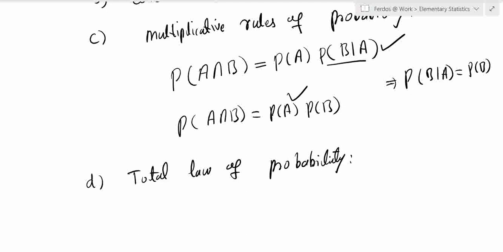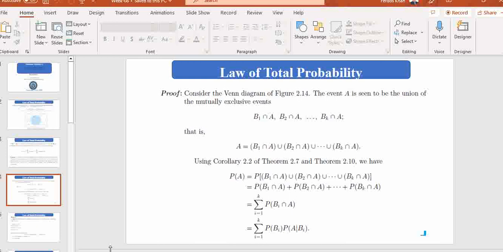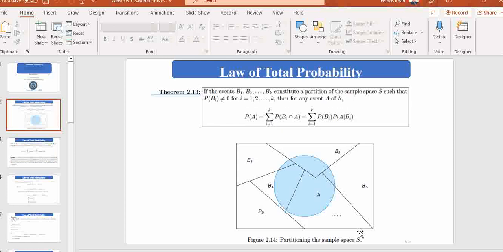This is important. In this part I would like to explain the difference between the law of total probability and Bayes theorem. You will see there is a clear difference between the total law of probability and Bayes rules.